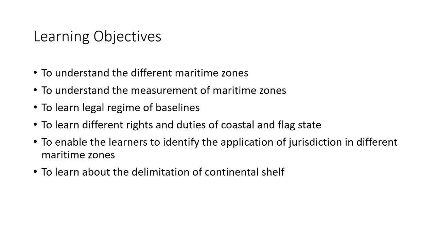As opposed to a coastal state, we have a flag state. A flag state is a state whose vessel is crossing from or near the coastline of a coastal state. So a ship coming from Europe may be traveling near India. If the ship belongs to France, then that particular ship will have flag state jurisdiction, and the flag state of that ship would be France, and it would be bearing the flag of France, whereas the coastal state will be India. Fifth, to enable the learners to identify the application of jurisdiction in different maritime zones.